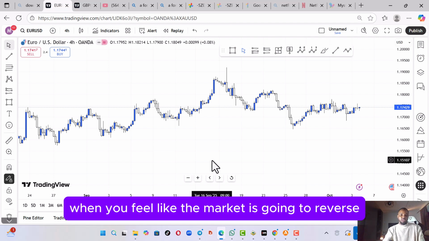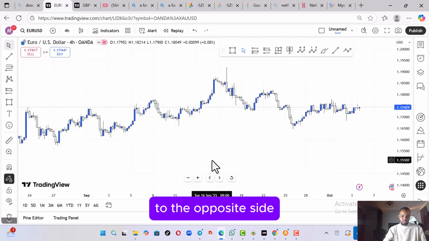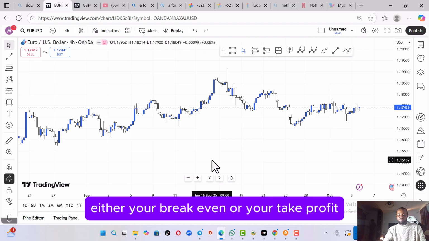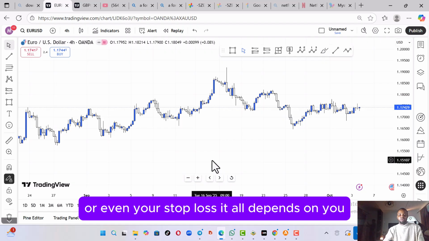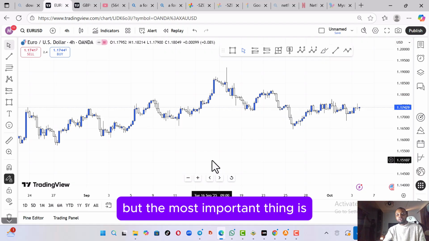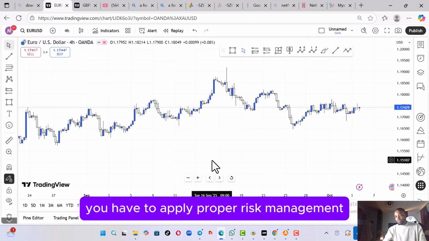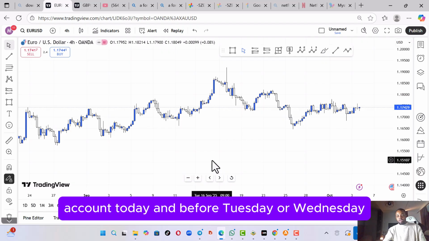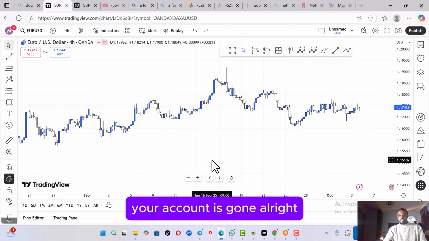When you feel like the market is going to reverse to the opposite side, you close, or you allow it to run till it hits either your break even, your take profit, or even your stop loss. It all depends on you. But the most important thing is you have to apply proper risk management whenever you are trading. You shouldn't fund your account today and before Tuesday or Wednesday your account is gone.